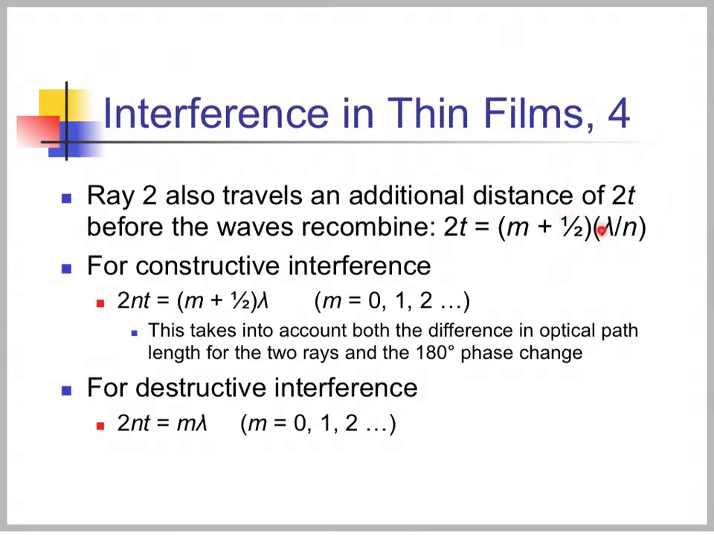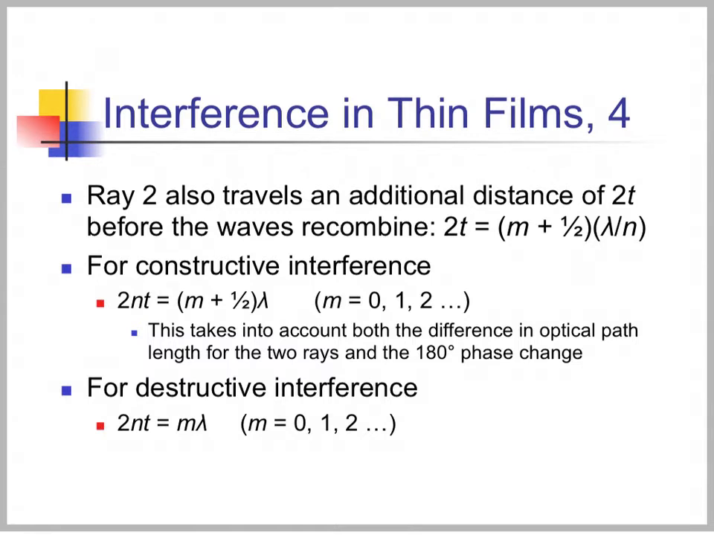The plus 1/2 is because one of the rays of light had a 180-degree phase change on reflection. So for constructive interference, 2nt is equal to (m plus a half) lambda, where m can be 0, 1, or 2. For destructive interference, we don't want the extra half wavelength, so 2nt is equal to m lambda.